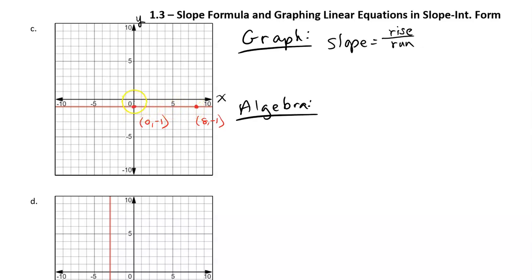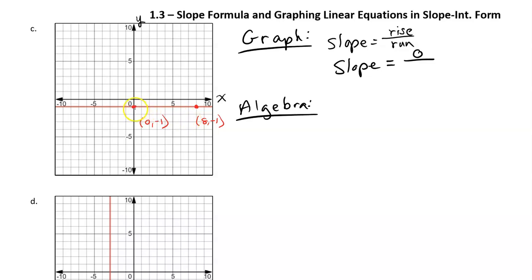Well, it doesn't look like I'm going up at all. So it seems like my slope, the rise part, is going to be 0 because there is no rise to it. There's no up or down movement to get from one point to the other. Let's check the run. Do I have a run in this example here?